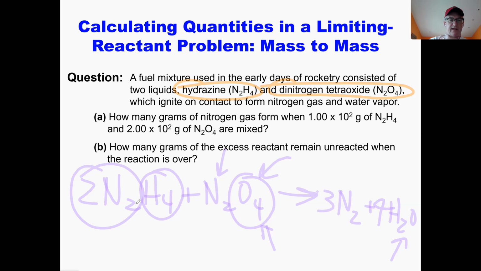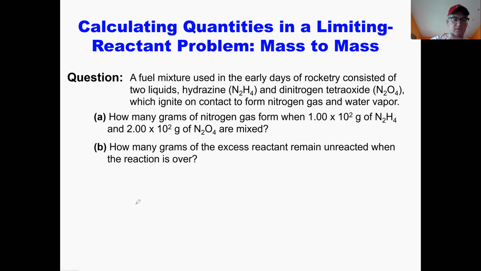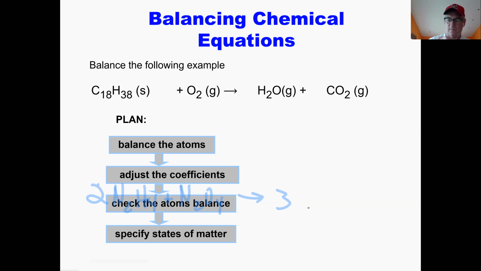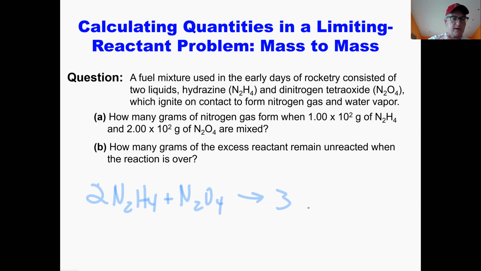So let's write that out. So we're going to need this to do our equation. So we have 2 N2H4 plus N2O4 gives us 3 nitrogens and 4 waters, right? Yeah.